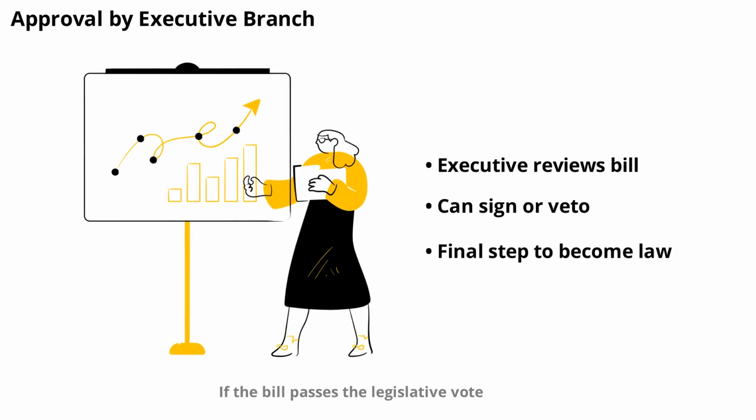If the bill passes the legislative vote, it moves to the executive branch for approval. This could be a president, prime minister, or governor, depending on the system. The executive reviews the bill and decides whether to sign it into law or veto it. In some cases, further negotiations may occur if the executive has concerns. Approval by the executive is the final step in turning a bill into an official government program.